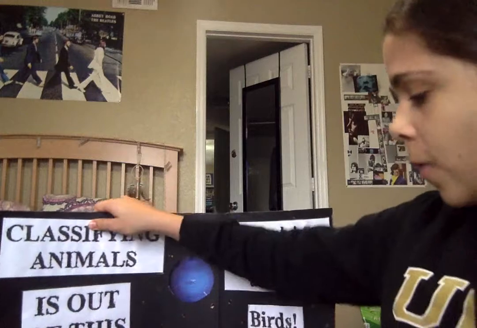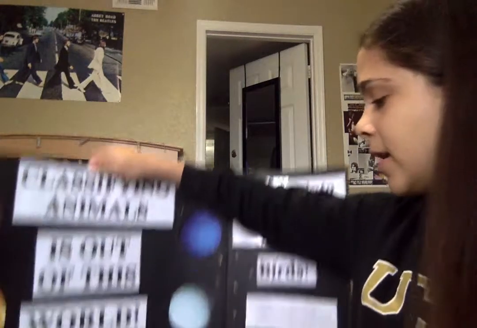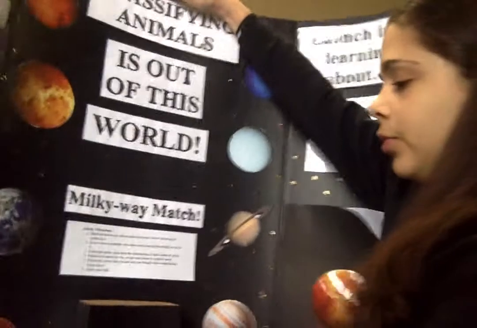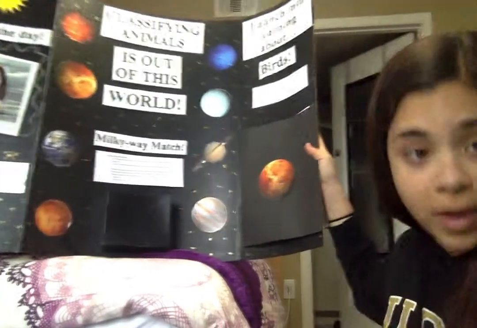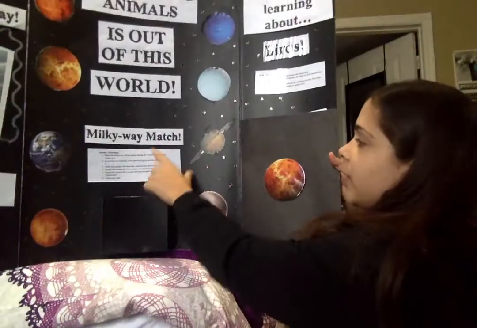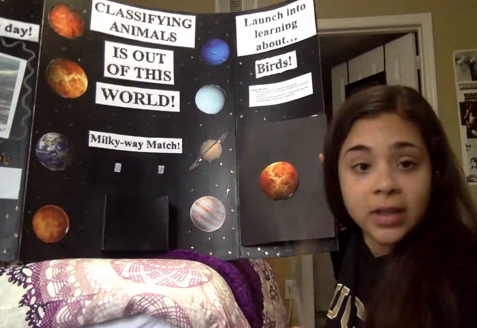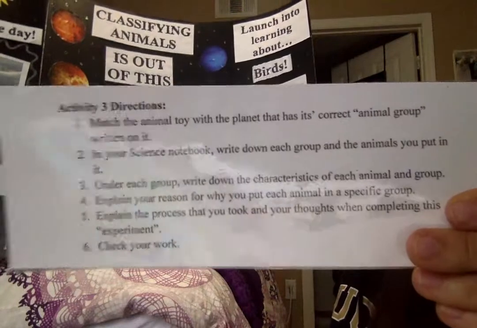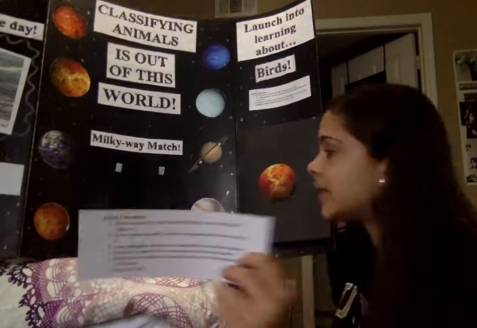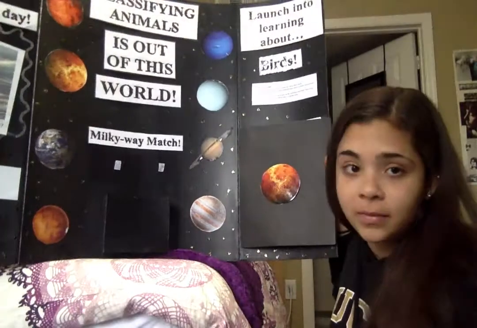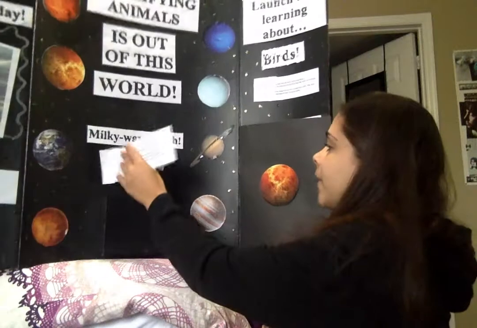Now we are going to move down here to my third activity. Let me put it back up here. And this activity is called Milky Way Match. And again, the directions are right up here. I can take it off to show you. I Velcroed these on so you can put different directions up each day for different activities, just because you want to be resourceful as a teacher.